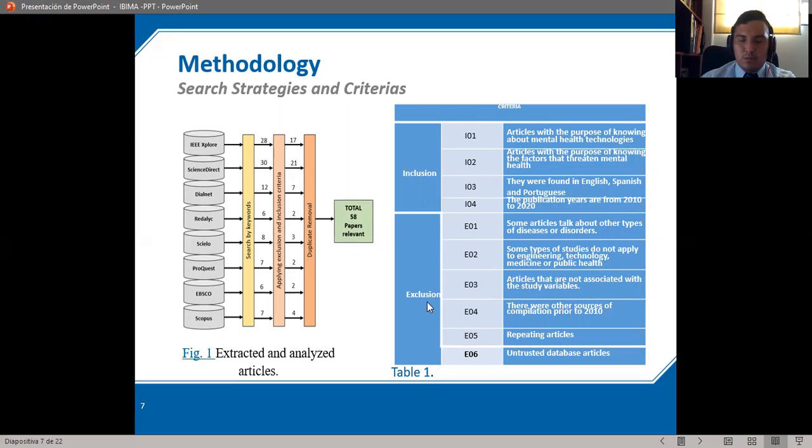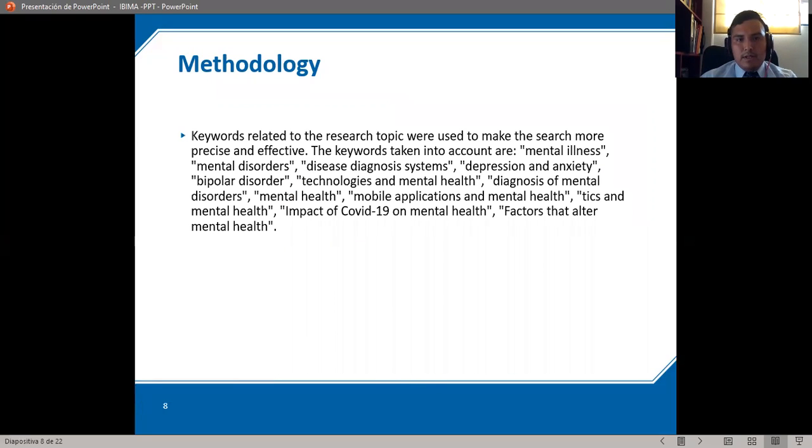As shown in the table, keywords related to the research topic were used to make the search more precise and effective. The keywords taken into account are mental illnesses, mental disorders, diagnosis system, depression, anxiety, behavioral disorder, technologies, mental health application, and mental health, among others.